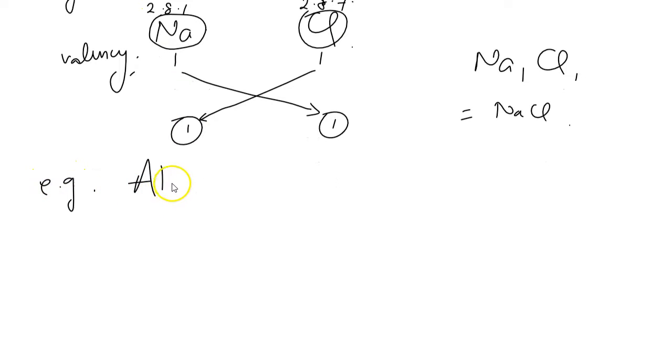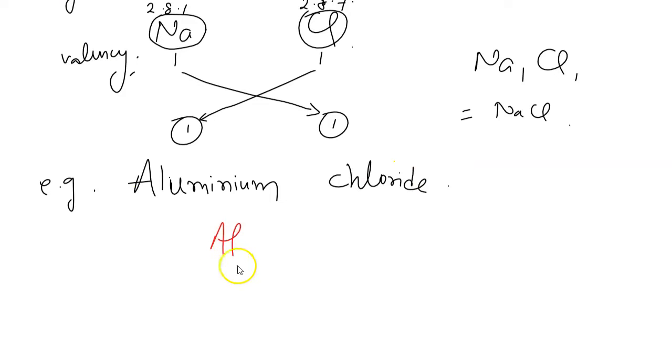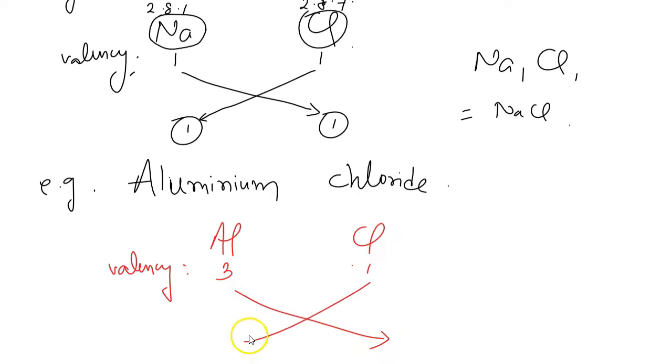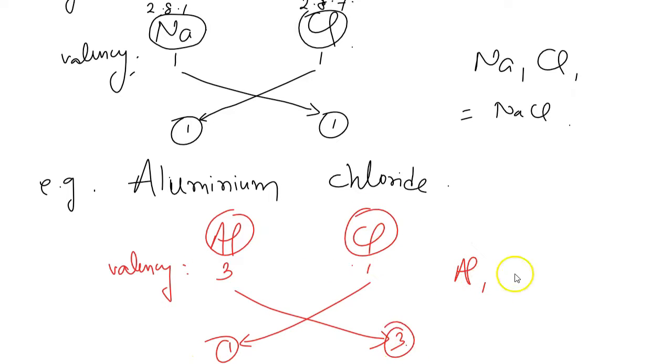Let's say I want to write for aluminium chloride. Then we are definitely sure it contains aluminium and chlorine. What is the valency of aluminium? 3. You can use electronic configuration to find valency. Valency of chlorine is 1. Then crisscross it without thinking anything. Now write Al with 1, so Al1 and then Cl3. So 1 doesn't mean anything, so I'll write AlCl3.